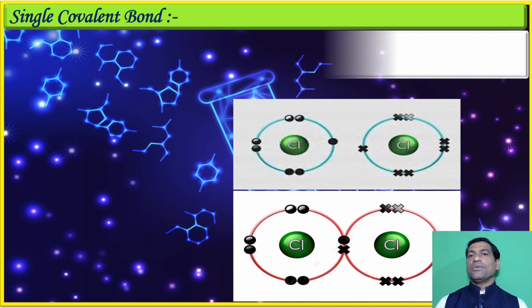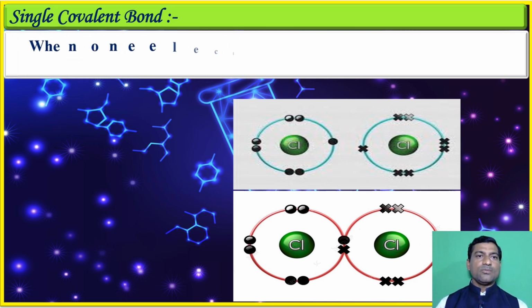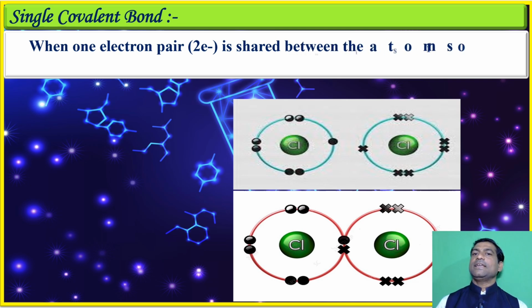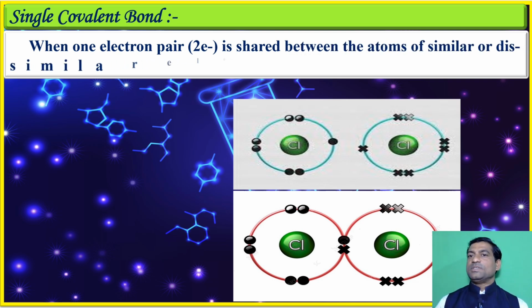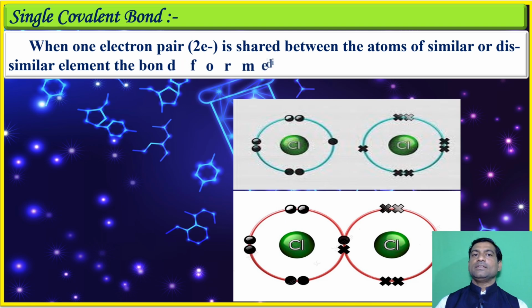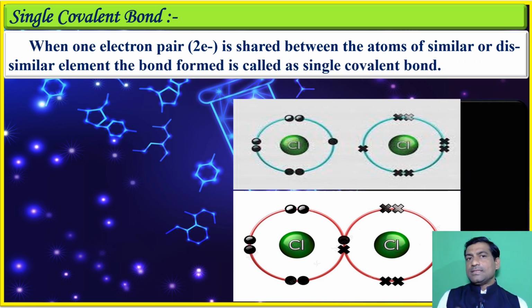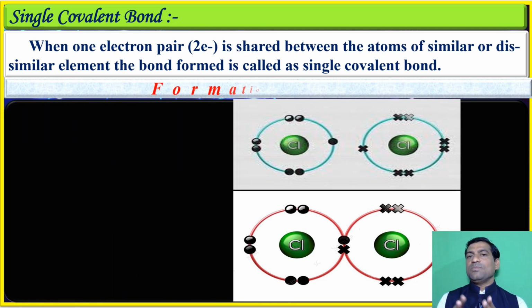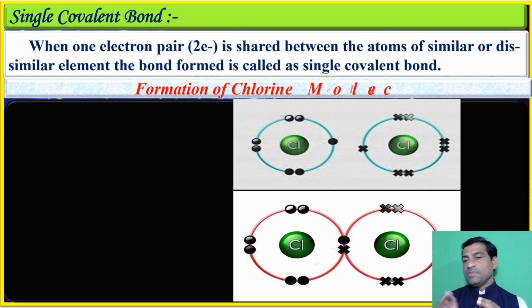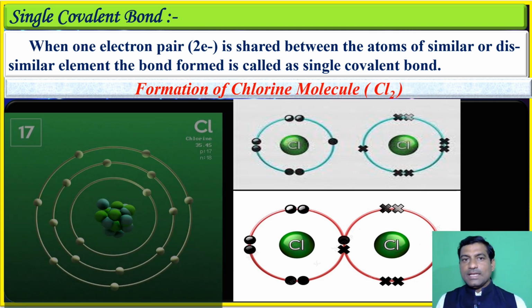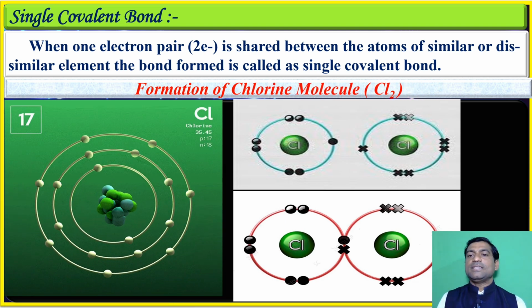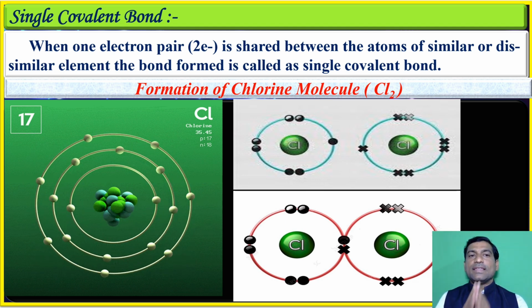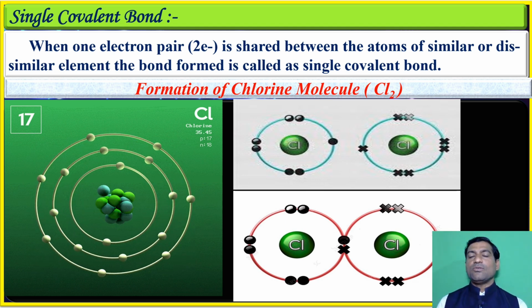Next one, single covalent bond. We have to study the single covalent bond. When one electron pair, that is two electrons, is shared between the atoms of similar or dissimilar elements, the bond formed is called a single covalent bond. Means there is a sharing of a pair of electrons between two atoms. The atoms may be similar or dissimilar. Means each atom can share one electron. Means one pair is shared between the two atoms. That is called a single covalent bond.